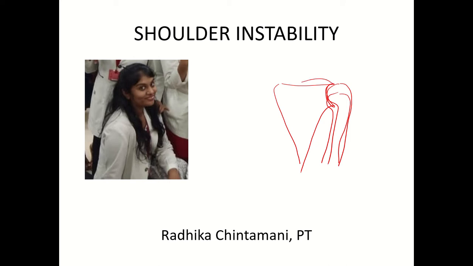Any ligament which is holding up the humerus to the joint, or there is a fracture in the glenoid limb, definitely the humerus head will come out of the glenoid fossa. That is known as your shoulder instability.